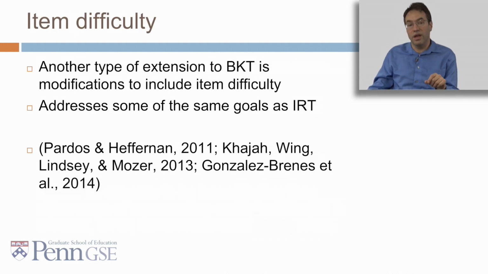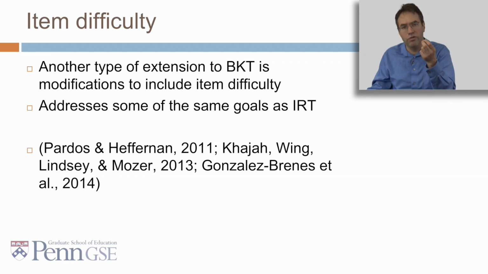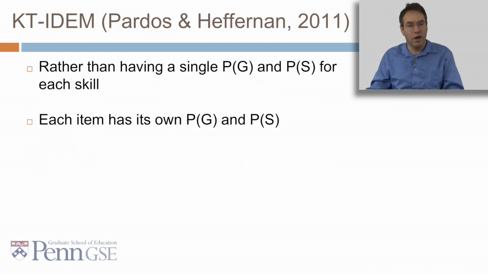Another extension of BKT is modifications to include item difficulty. This addresses some of the same goals as IRT. The idea being, is it really true that if you have two items that involve the same skill, they really deep down are exactly the same difficulty? There's a few ways that people accomplish this.